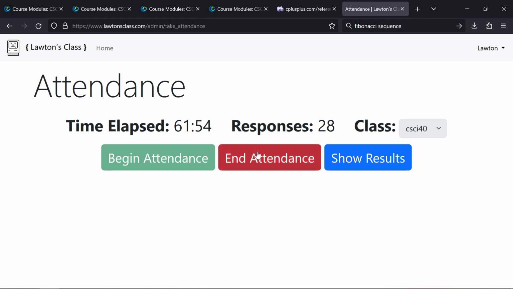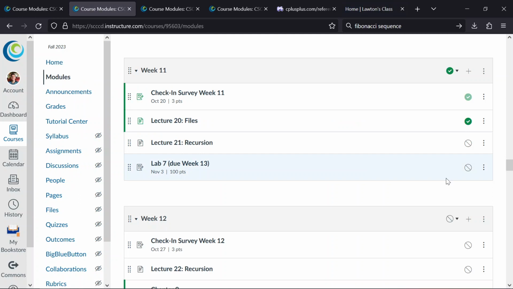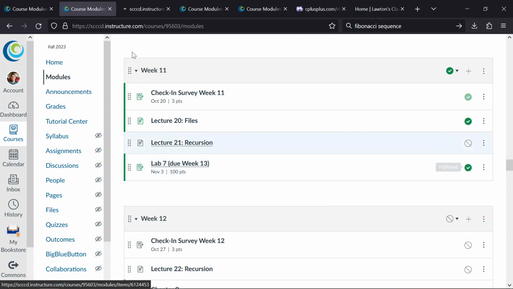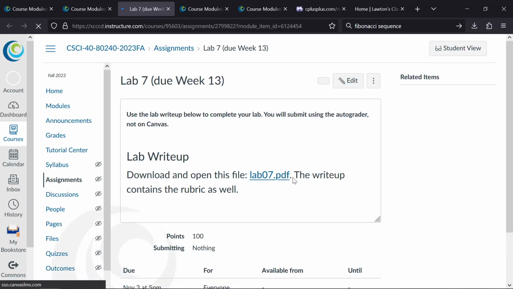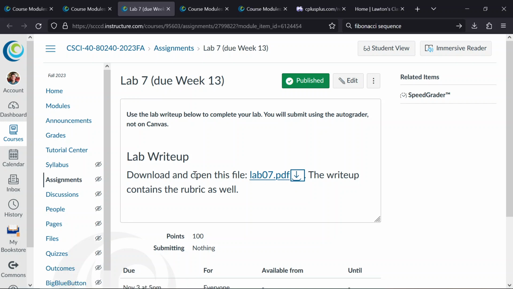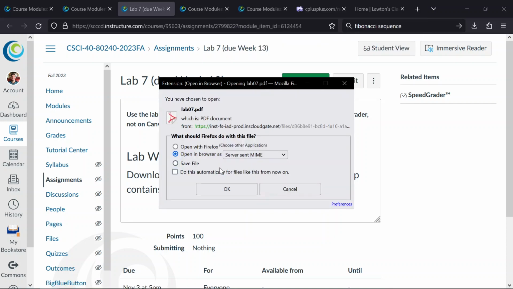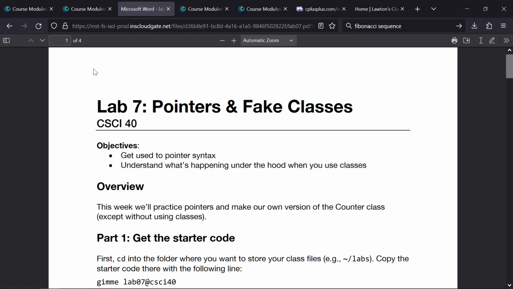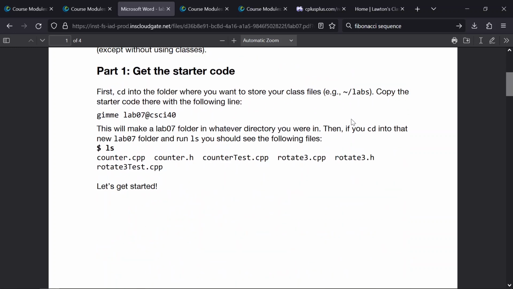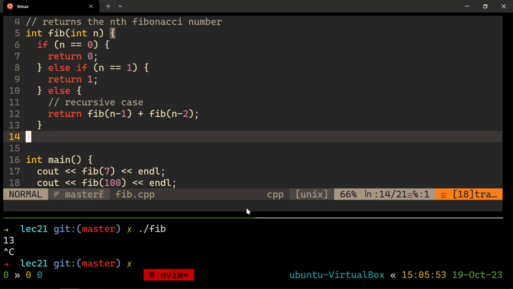Let's see. I'm going to stop this, and then go back to here, and then go to here and release lab 7. So this will be due after the midterm. So you can start now. It'll be due in 2 weeks if you wanted that. But definitely after the midterm, lab 7, week 13. All right, so this one's about pointers, and we're going to roll our own version of classes. So I talked about that a little bit. There's a few pieces to this lab.